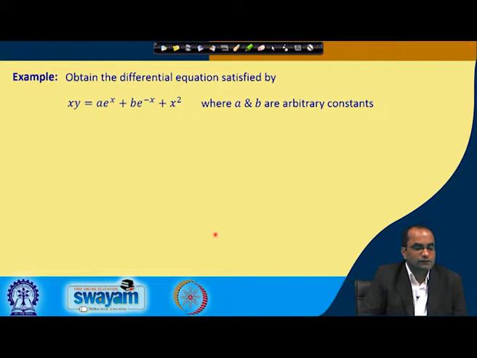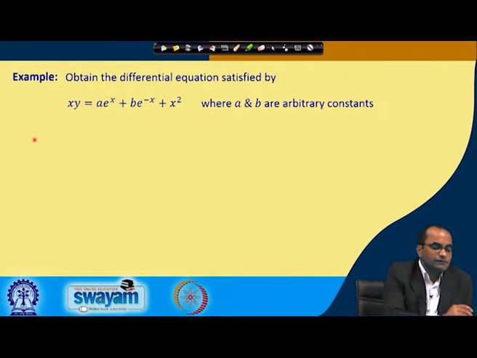So, we will obtain a differential equation which is satisfied by this relation: x y is equal to a e power x plus b e power minus x plus x square. So, this is a 2 parameter family of curves. We have a and b, the arbitrary constants here, a and b.